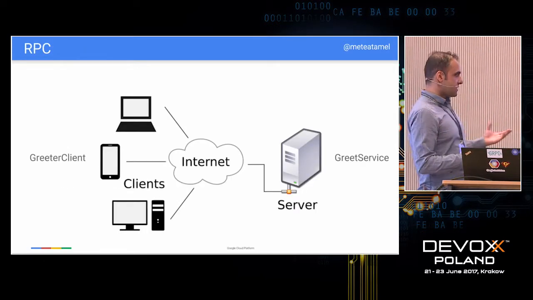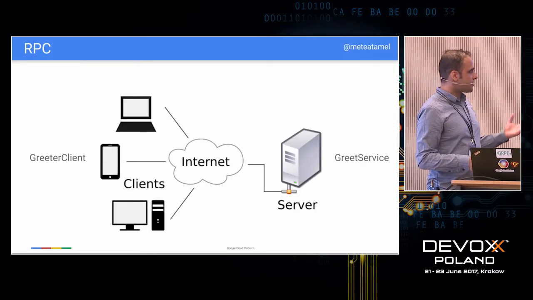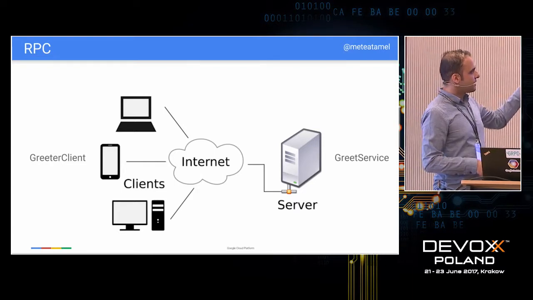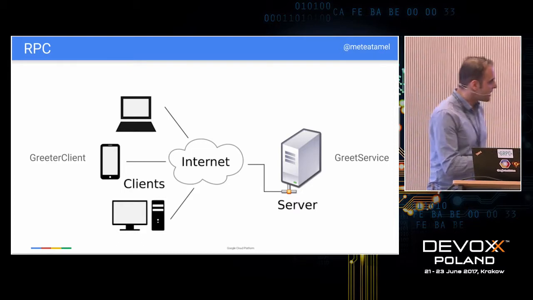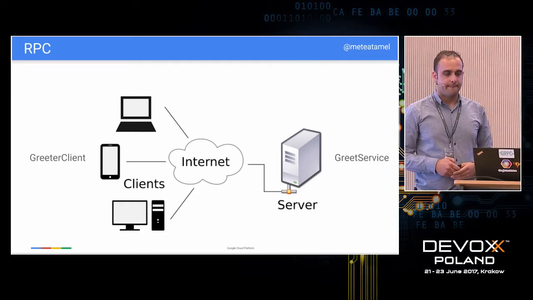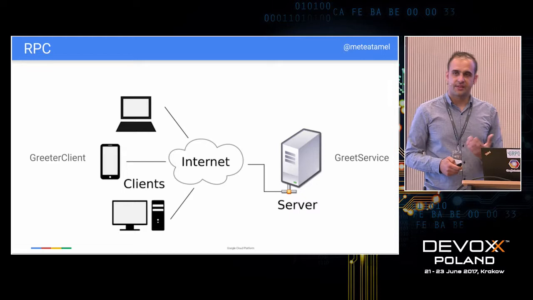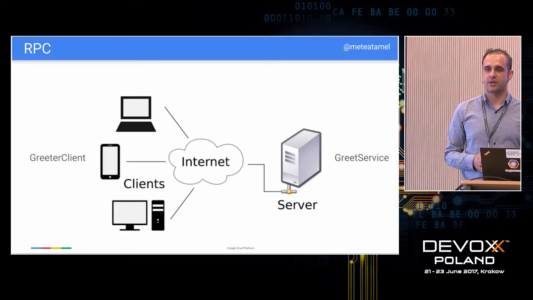So it kind of looks like this now. You have your greeter service living on some server, and then you have your client. It can live on a desktop or a mobile or a laptop, and they're separated by some kind of network. So that's how it looks. But at this point, you have a few questions to answer and figure out.